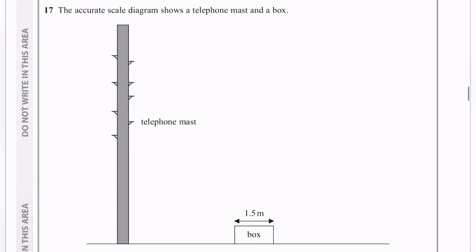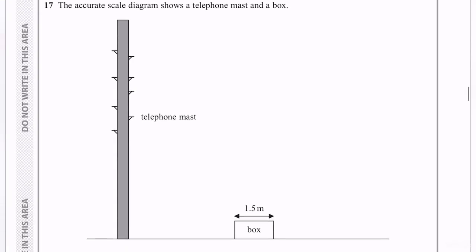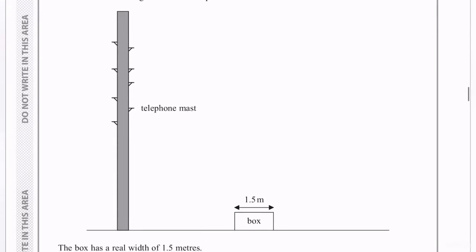So we've got an accurate scale diagram showing a telephone mast and a box, and it says the box has a real width of 1.5 metres, find an estimate for the real height. Now, the best way that you can do this is to measure this using a ruler, and then just measure the telephone mast using a ruler. But another way you could do it is you could measure the box, and then using your ruler, do a little dash for every height of the box. If we imagine stacking the box sideways there, the 1.5, and then you could just build it up.